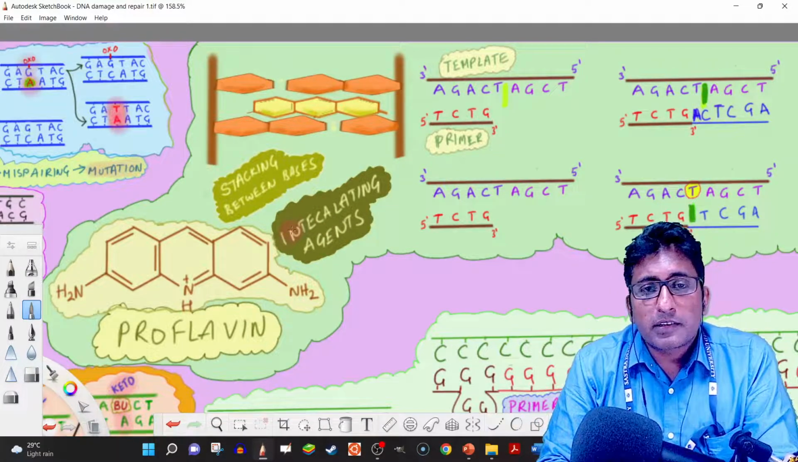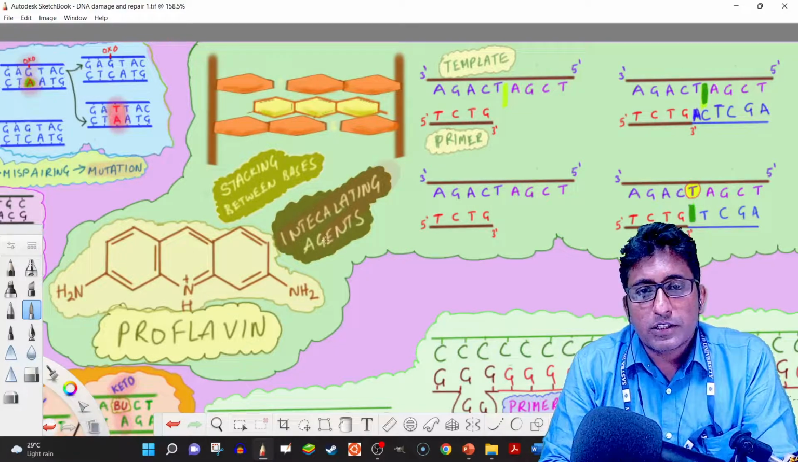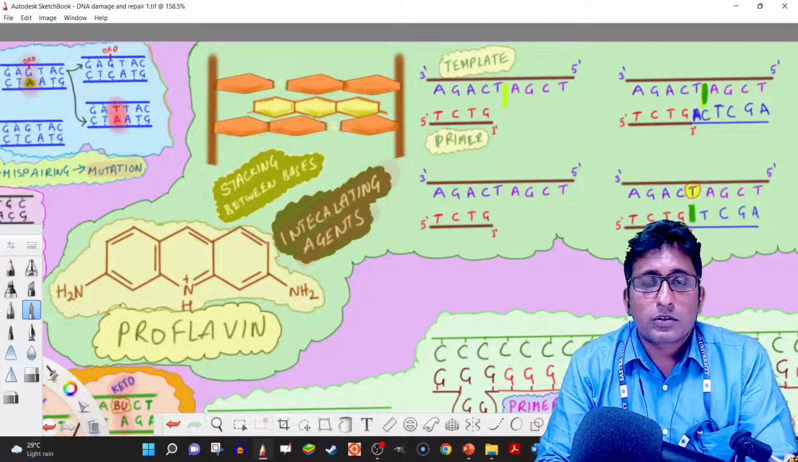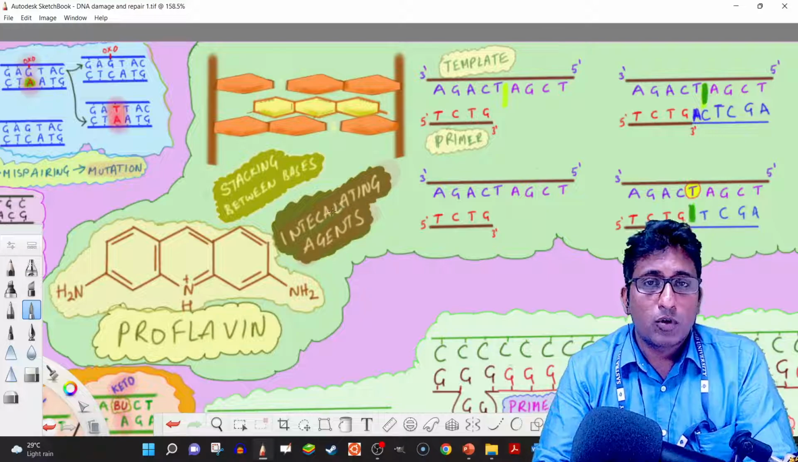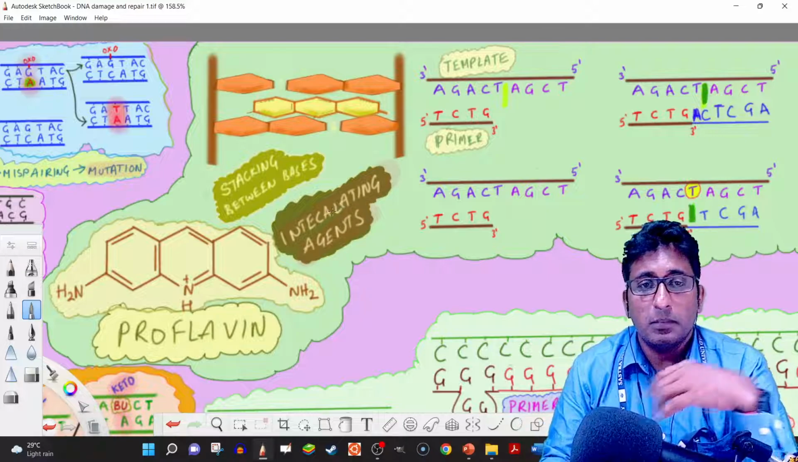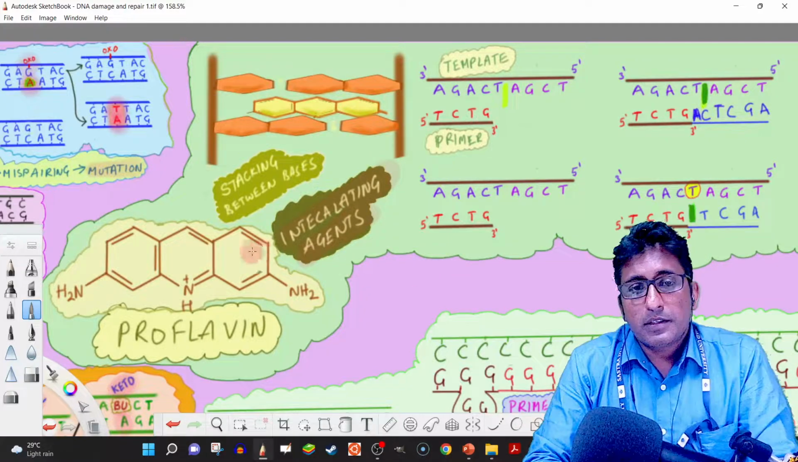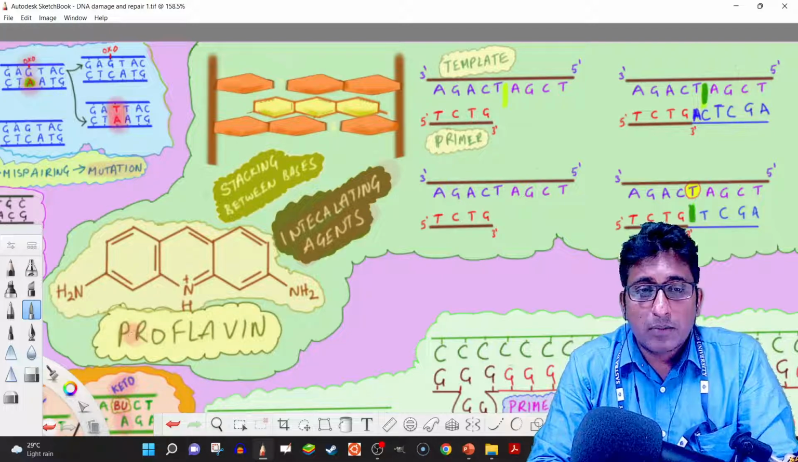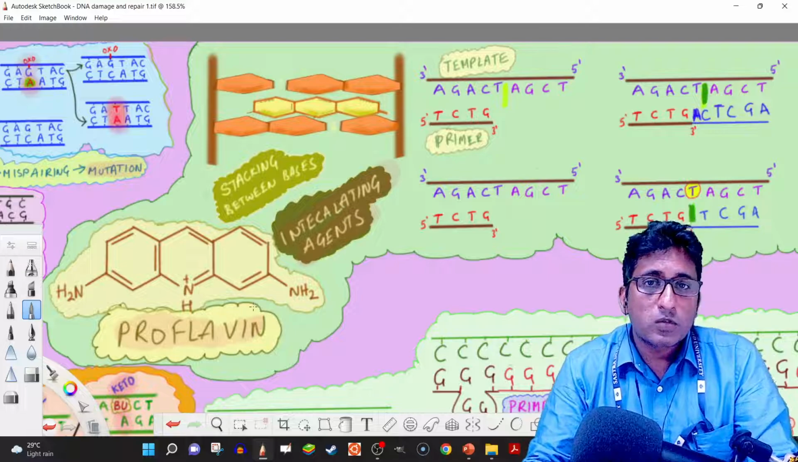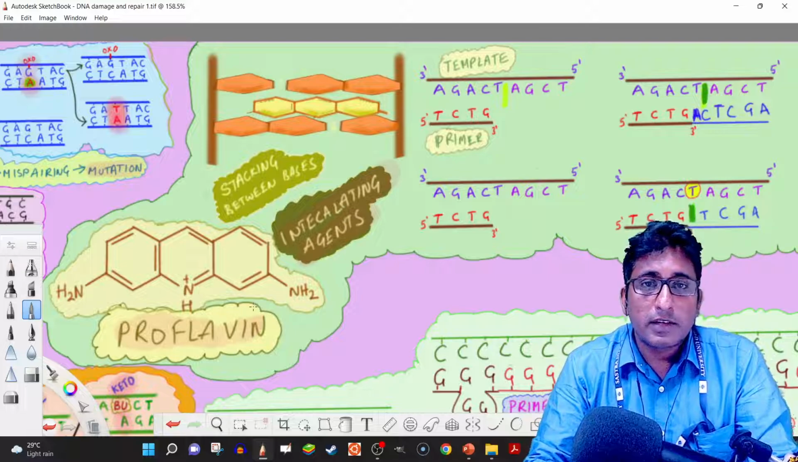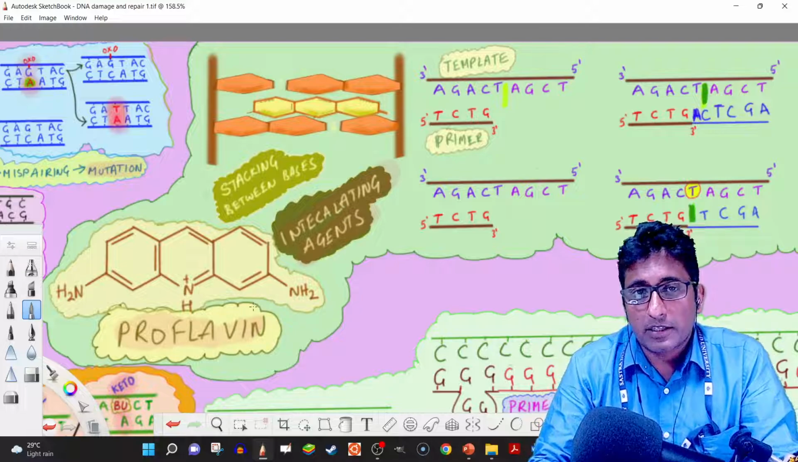Here we are looking at something called intercalating agents. We have looked at something like ethidium bromide, how it stacks between the bases. Similarly, we have another example here. We are taking proflavin. Ethidium bromide is one of the other examples. Acridine orange is another example.